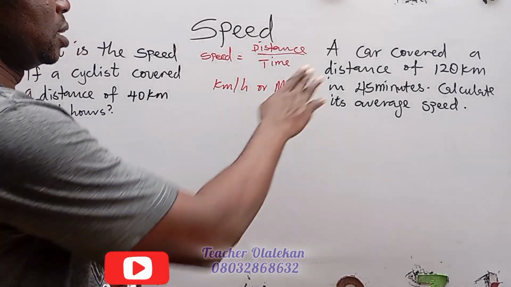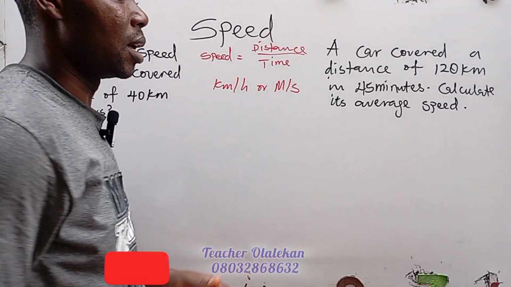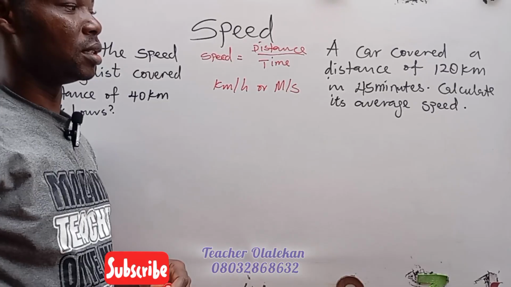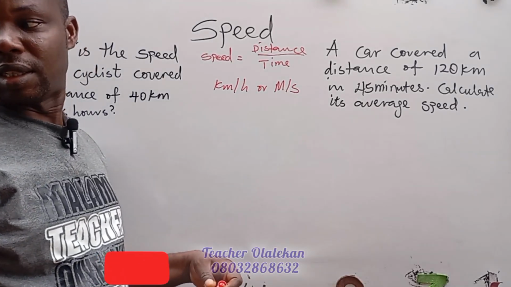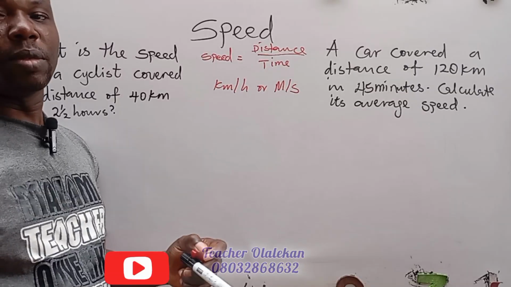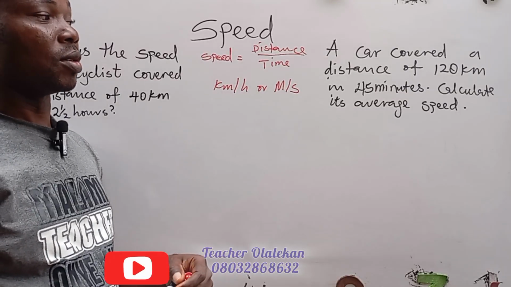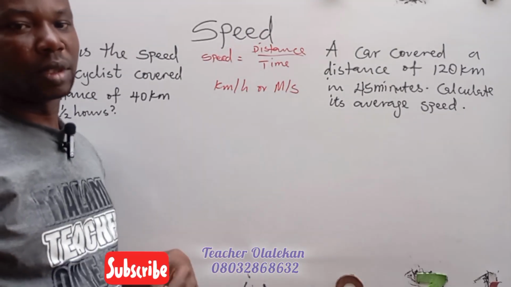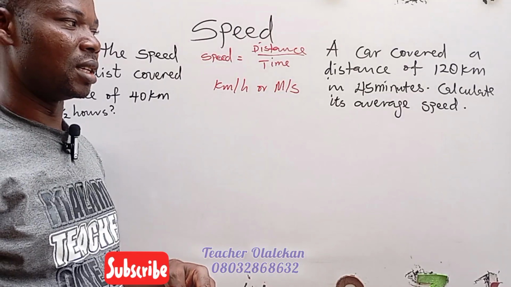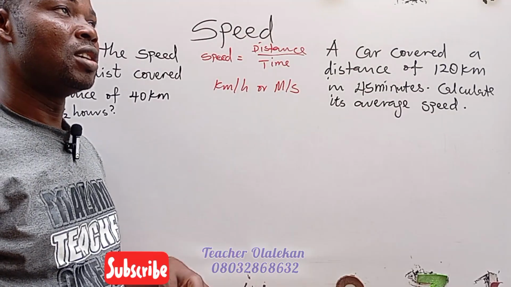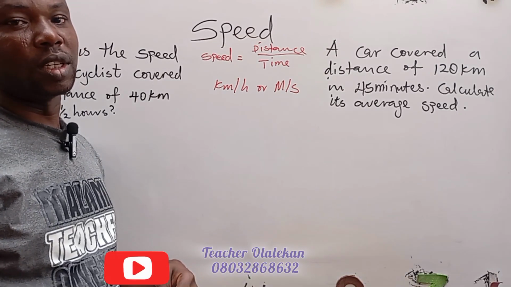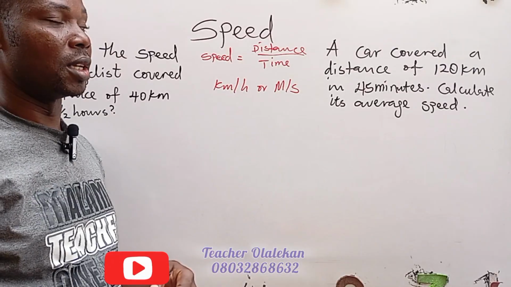So in this first example, let's look at it. A car covered a distance of 120 kilometers in 45 minutes. Calculate its average speed. Let me make it clear here that the concepts average speed and speed are the same. So whenever you're told to find the speed, or to calculate or find the average speed, the examiner is actually referring to the same thing.